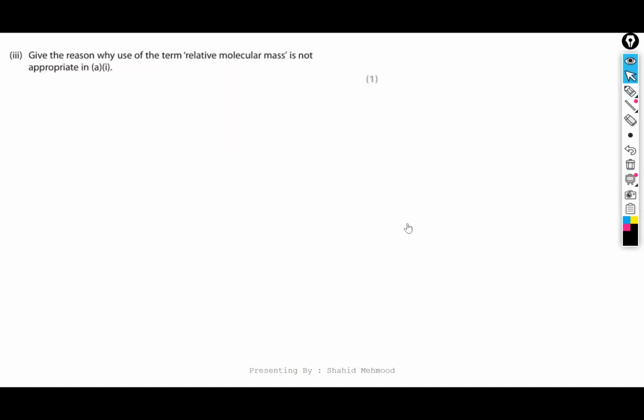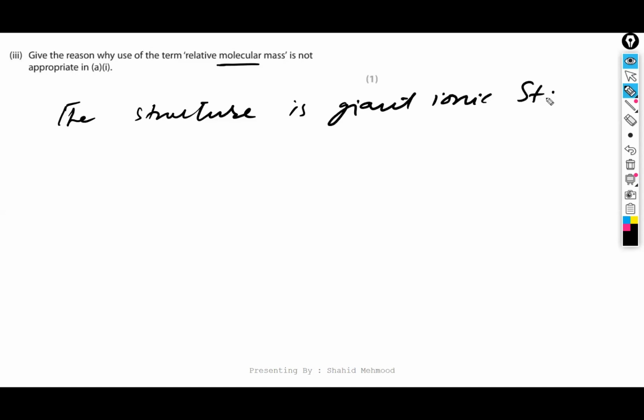The reason why the use of the term relative molecular mass is not appropriate is that this is not molecular. We have two types of compounds, ionic and covalent. As a metal is present here, like nickel, you can say that the structure of the given compound is a giant ionic structure. Ionic compounds can never be molecules. Or you can simply say the compound is ionic, and they will allow it, and it has a giant structure, that's why.